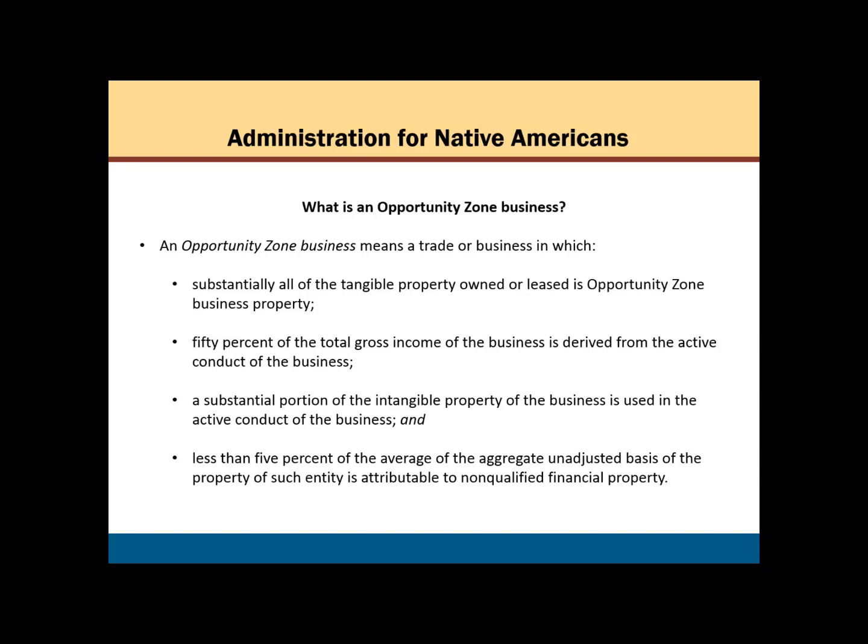So this is the substantially all test again, and 50% of the gross income of a business is derived from the actual conduct of the business. And a substantial portion of the intangible property of the business is used in the active conduct of business. So again, these are all here, and it gets more complicated and deeper than this if you look at the regulations. But again, they're here to make sure that the businesses are actually doing business in the zone.